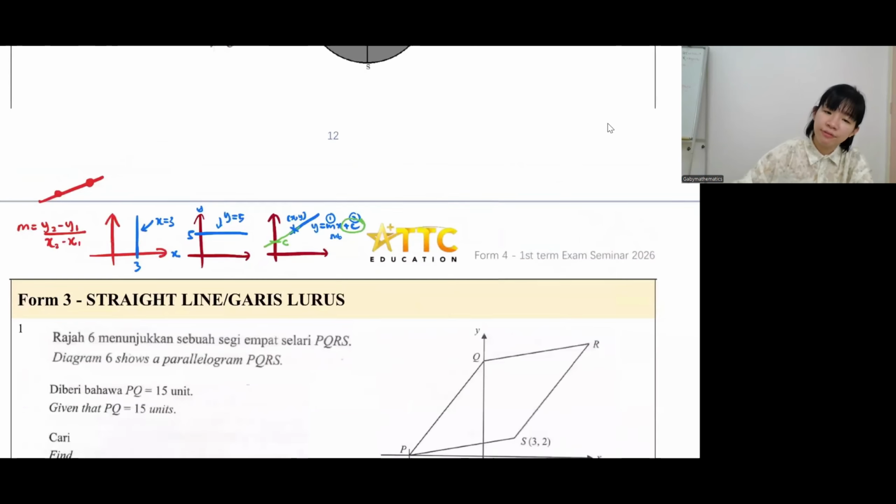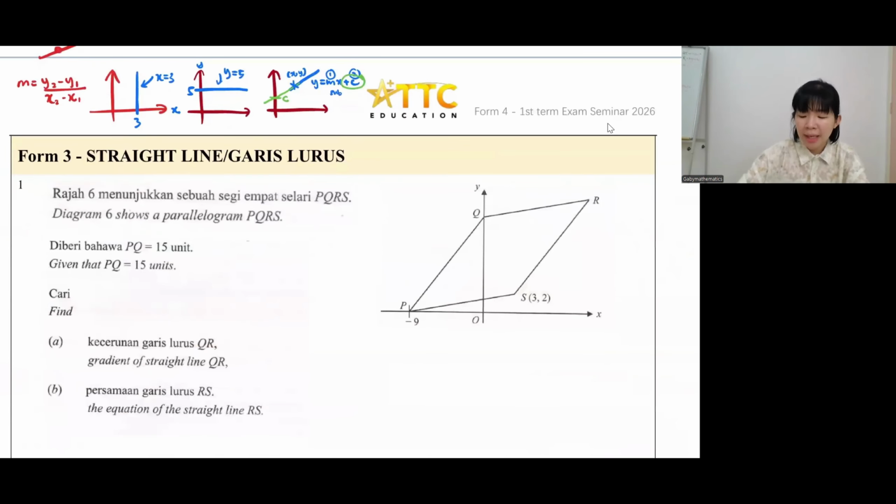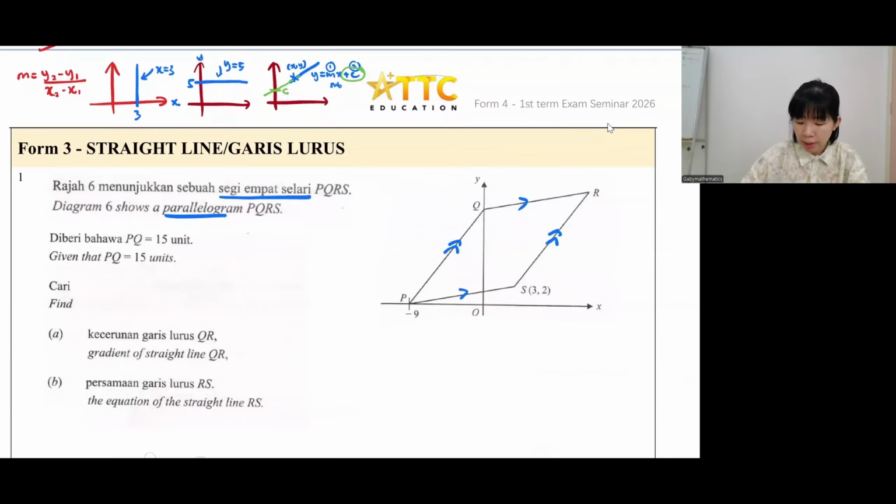Now let's look at the first question. Diagram 6 shows a parallelogram, segi empat selari. The characteristic is that opposite sides are parallel. Given that PQ equals 15, PQ, this line, 15 units. First one, find the gradient, keturunan, of QR. So QR, this line. Just now we said, as long as you have two coordinates, you can find the gradient. Check this line, got two coordinates or not? QR.